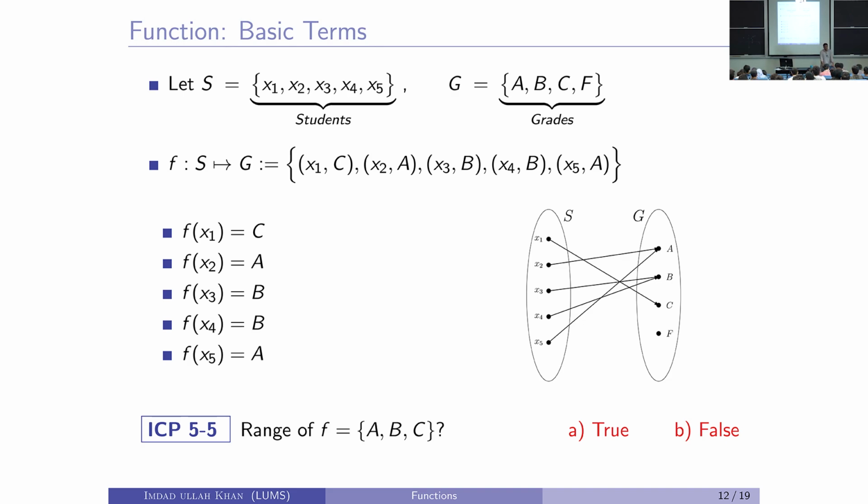Why is F not in the range? Because F is not the image of anything, right? And is F part of the codomain? Okay, so codomain and range are two different things. That's a very common confusion, some textbooks write it that way. People commonly confuse this. Range is different than codomain. Range is a subset of codomain. If it's equal to the codomain, then there is a different meaning to that. The codomain is the possible images and range is the actually used images.